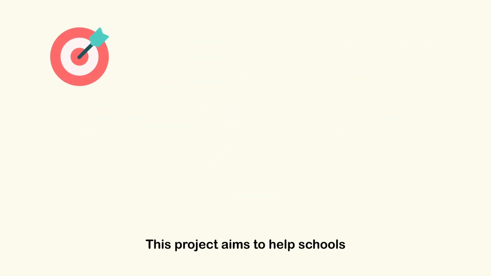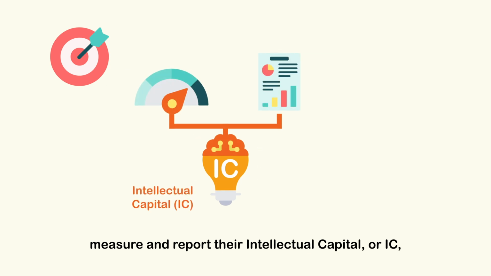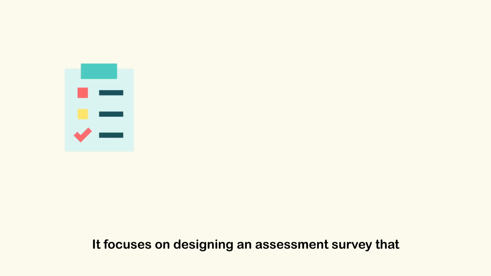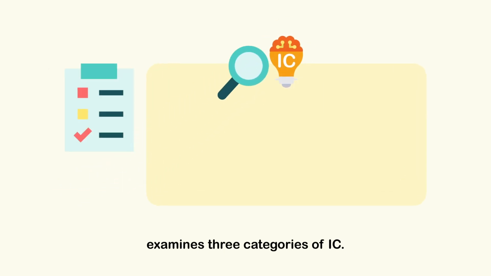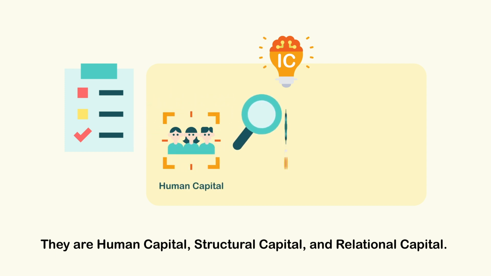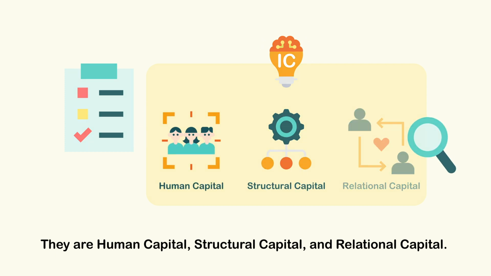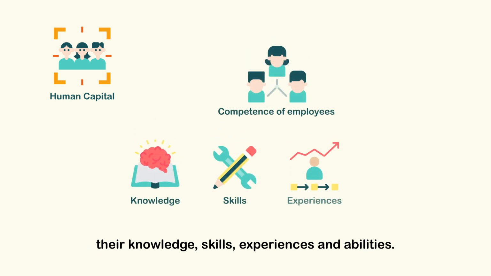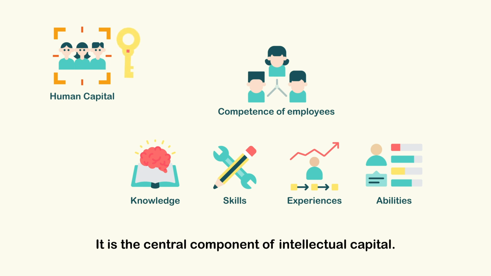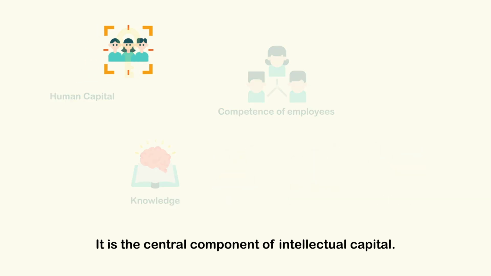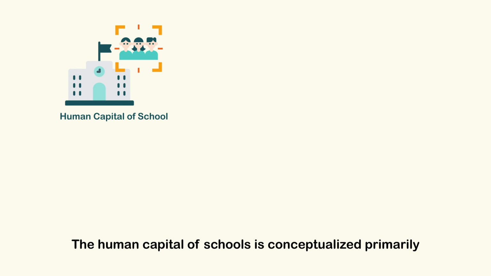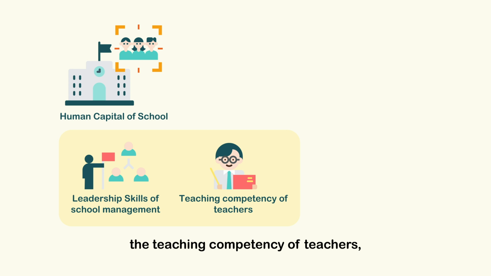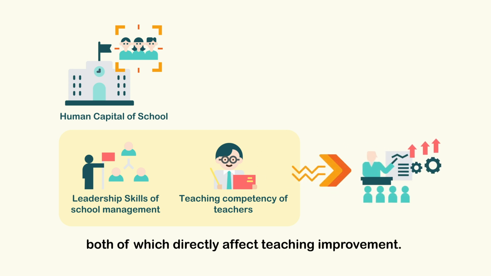This project aims to help schools measure and report their intellectual capital, or IC, for strategic planning. It focuses on designing an assessment survey that examines 3 categories of IC. They are human capital, structural capital, and relational capital. Human capital includes the competence of employees and their knowledge, skills, experiences, and abilities. It is a central component of intellectual capital. The human capital of schools is conceptualised primarily as the leadership skill of school management and the teaching competency of teachers, both of which directly affect teaching improvement.